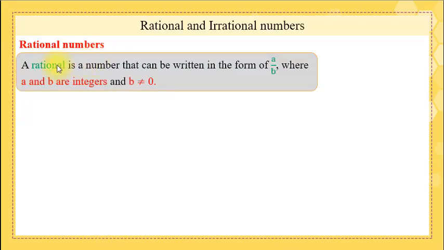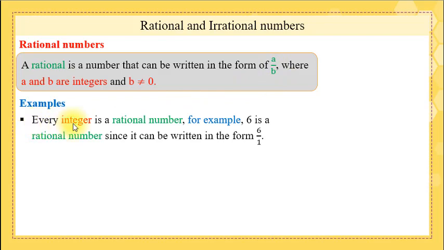Now we will talk about rational numbers. A rational number is a number that can be written in the form a over b, in the form of a fraction, where a and b are two integers. Integer means no decimal point in this number, and this number may be positive or negative. And be careful, b does not equal 0 because b is the denominator. Examples: every integer is a rational number. For example, 6 is a rational number. Why? Because we can write 6 in the form of a fraction, which is 6 over 1.